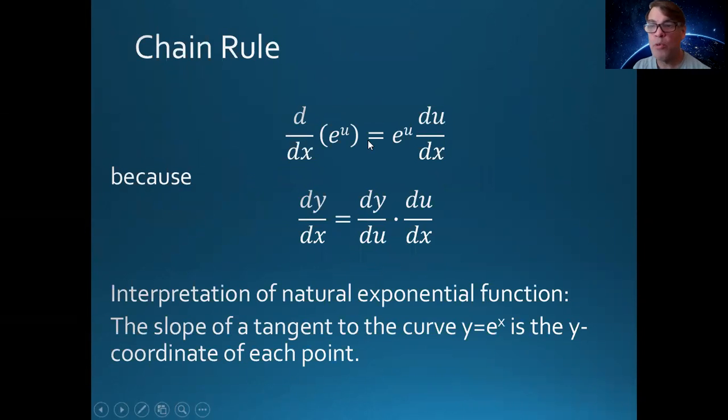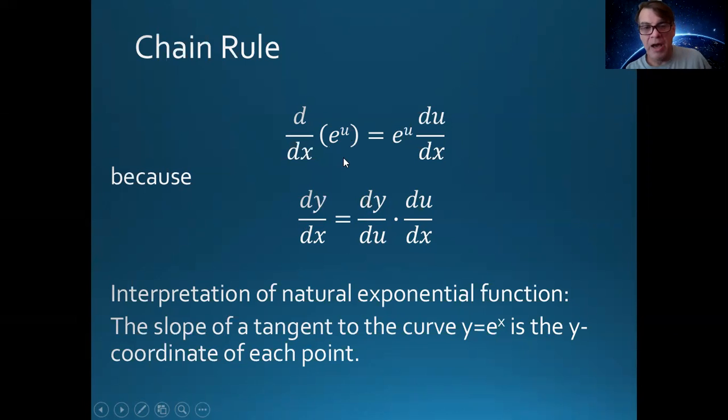Now, it can get a little bit trickier if the exponent is not just an x, but something more complicated like x squared plus 1 or sine of x. If e is raised to a more complicated function, then I have to use the chain rule. What's the chain rule? Well, here it is: dy dx equals dy du times du dx, and the du's cancel, leaving dy dx.